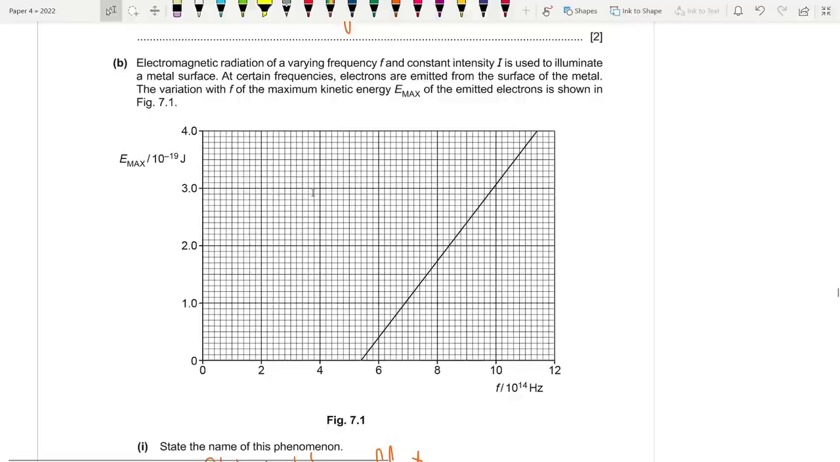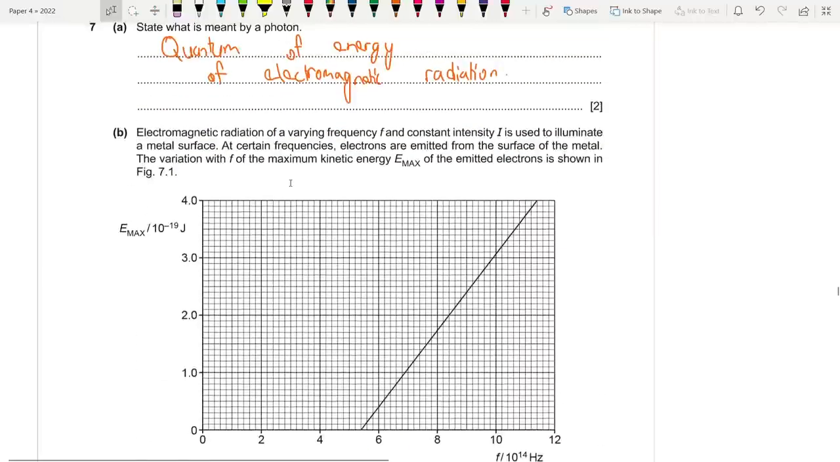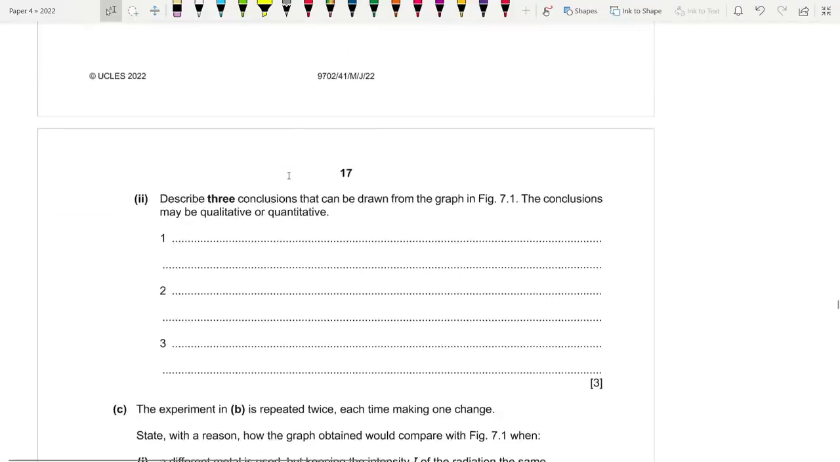So what do we see, guys? That as we increase frequency, Emax is also increasing, right? So Emax increases linearly with increasing frequency. This was optional. Okay, next.